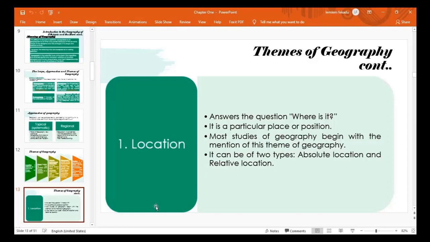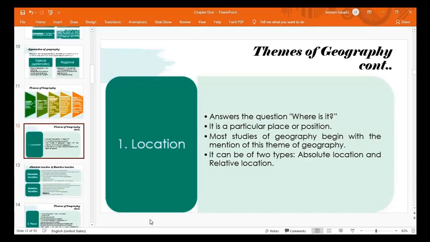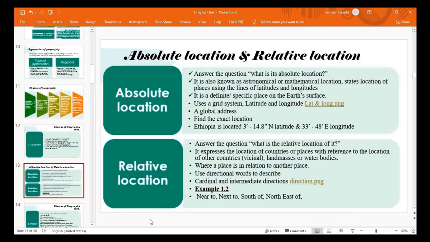Location refers to everyday ways of assessing the space around us and identifying our position in relation to other things and places of interest. It is the starting point of all geographic study, movements, and spatial actions in everyday life. It can be of two types: absolute location and relative location.